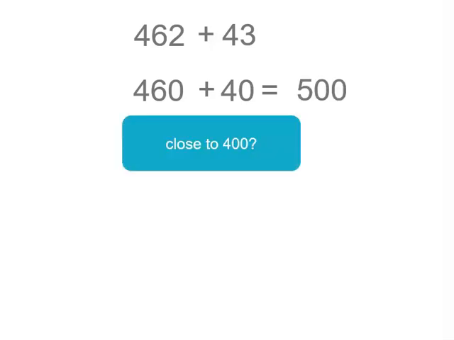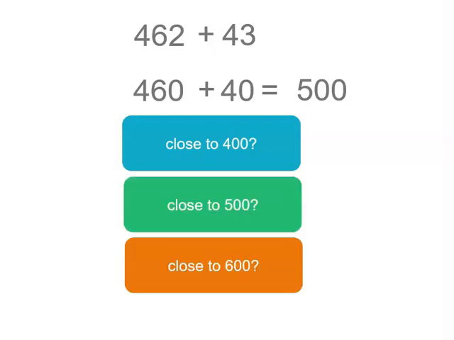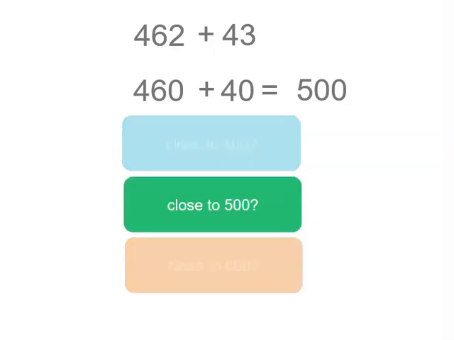So let's look at the answers. We wanted to know whether it was closer to 400, 500, or 600. It's closer to 500. Now the estimate is 500, but the actual answer won't be exactly 500, but it's going to be closer to 500.